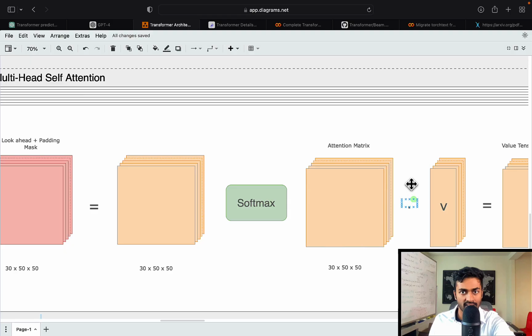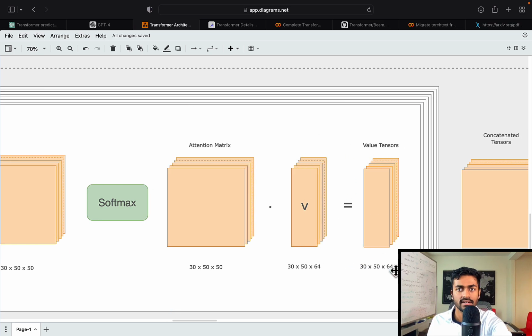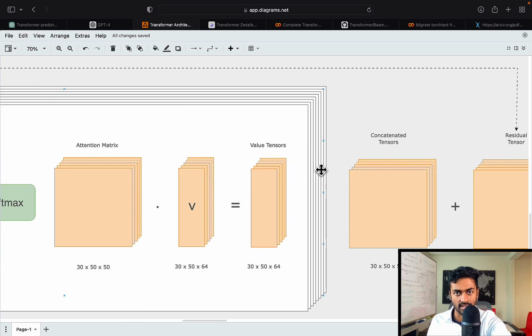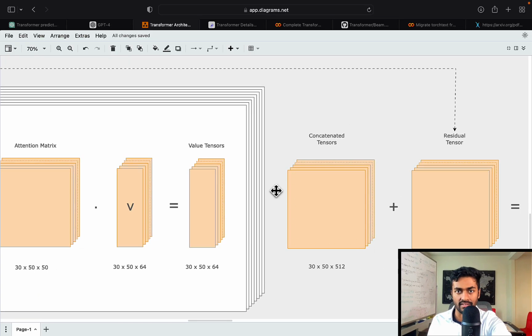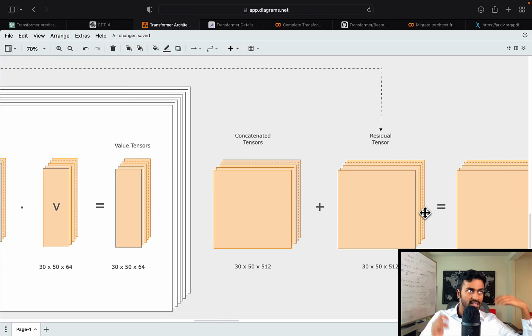We then apply softmax to actually get attention values and probability distribution like values for every single word, how much it needs to pay attention to every other word in that sentence. And then multiplying it with this value matrix, we'll get some value tensors, which we concatenate across all of the 8 heads over here in order to get the final concatenated tensor. We'll then add a residual tensor so that we can ensure that information is going to propagate.